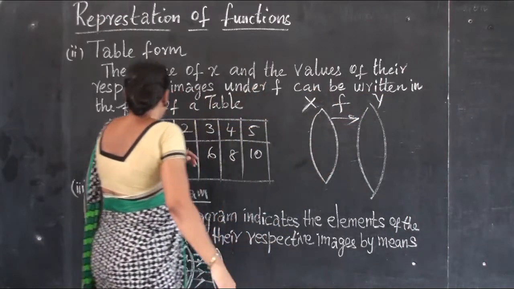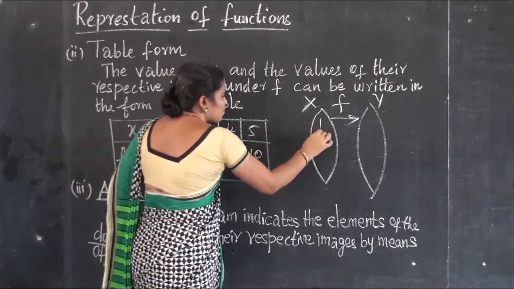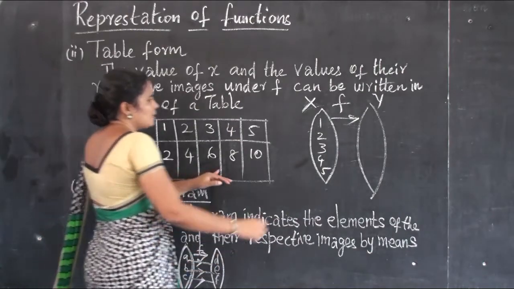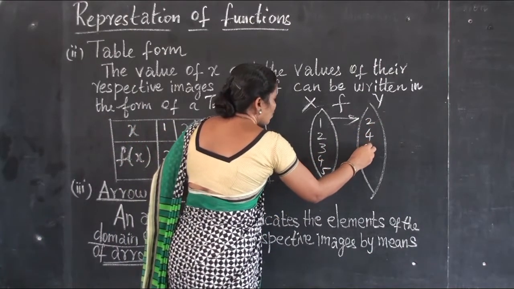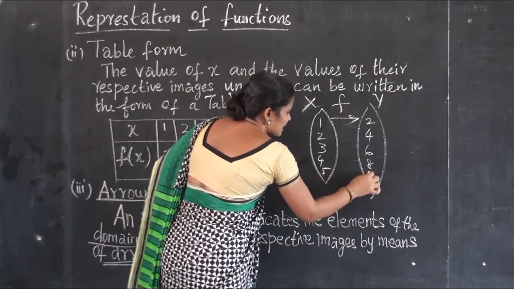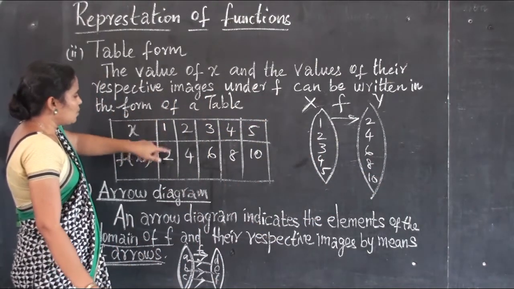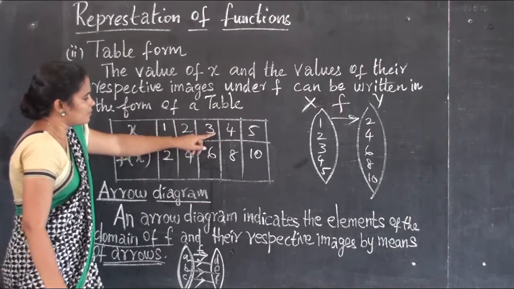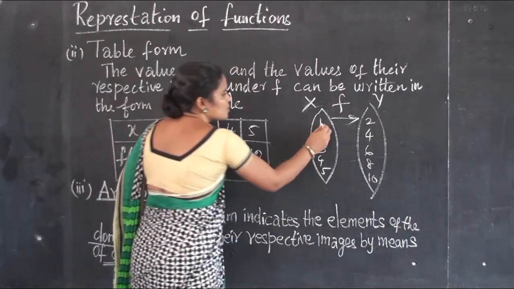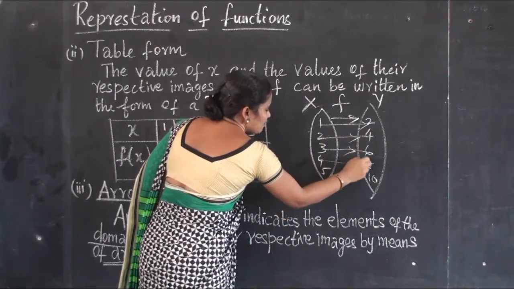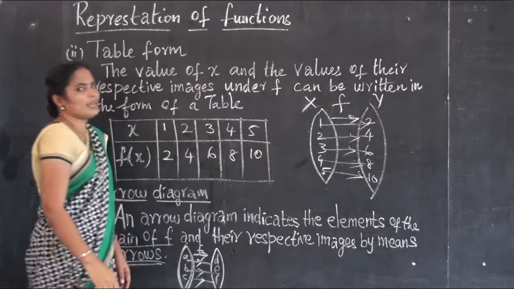What are the values given here? x is 1, 2, 3, 4, 5. To represent the arrow diagram, the elements present in y are 2, 4, 6, 8, 10. According to the table, 1 goes to 2, 2 to 4, 3 to 6, 4 to 8 and 5 to 10. So it is represented through an arrow diagram. Very simple, isn't it?